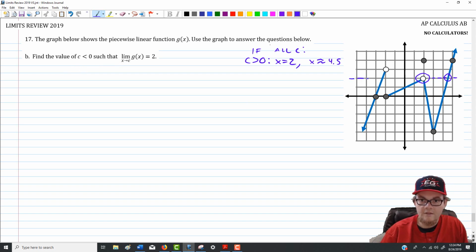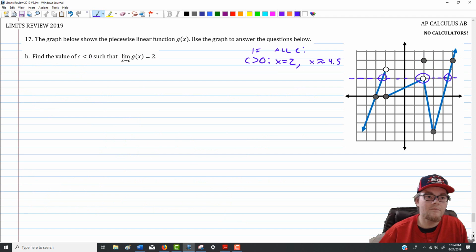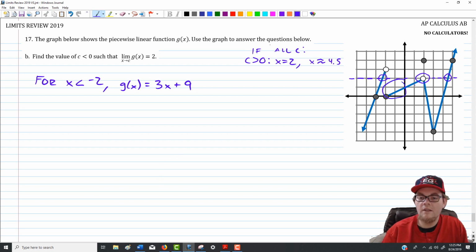And in fact, looking at our graph, we can see that that value is going to come on the far left branch of the function. And if memory serves, we already calculated out the equation there. That was 3x plus 9. So basically, for x less than -2, g of x equals 3x plus 9. So basically, it's an important first place to start. And notice that although we should consider the values in here, we can see none of them actually hit y equals 2. So we're not going to make that mistake.